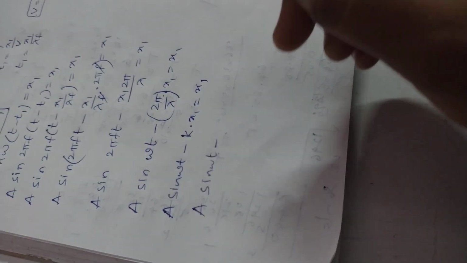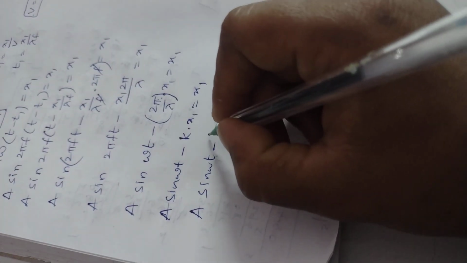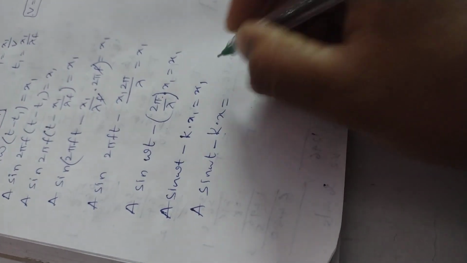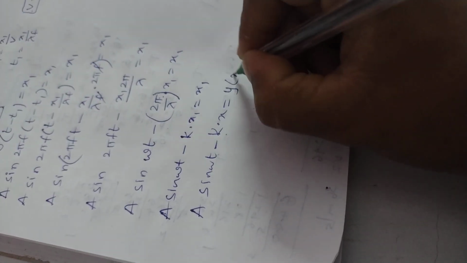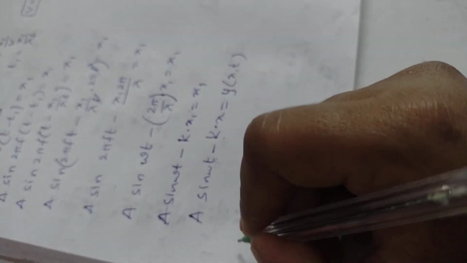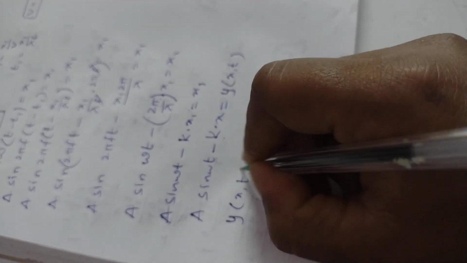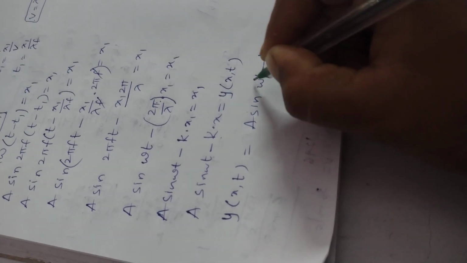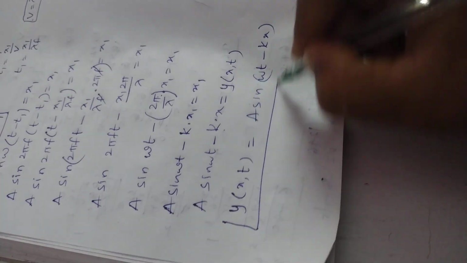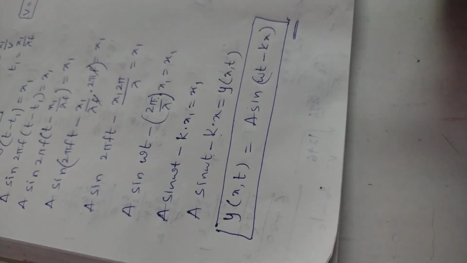To write a general equation at any time instant, we write the displacement y in terms of x and t. So what is the wave equation? y of x, t equals A sin (omega t minus kx). This is the general wave equation. Okay, thank you.